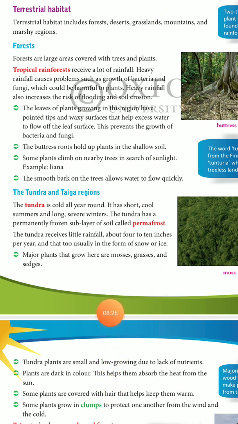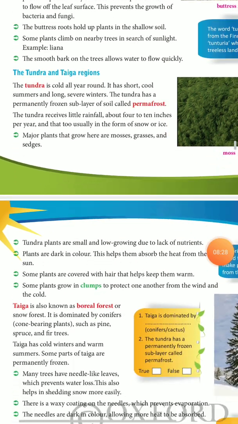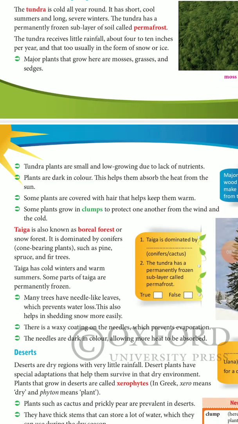Now this tundra region also has certain kinds of adaptations. The plants are small in size and they will be growing close to the ground. They will not grow big. Why? Because the soil does not have a lot of nutrients. And the next adaptation is what? The plants here are dark in color. Why? Dark green in color.